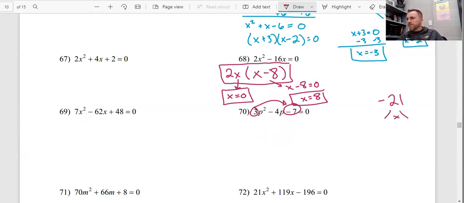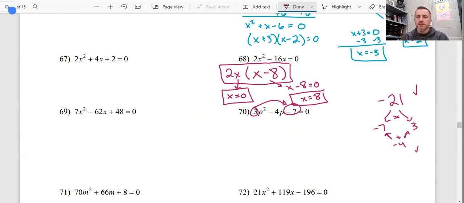We need factors of -21 that add up to -4. There's some numbers jumping in my head right now. I hope they jump in your mind too. -7 and 3. You want to make sure, double check. -7 times 3, is it -21? It is. -7 plus 3, is it -4? It is. Always check it.